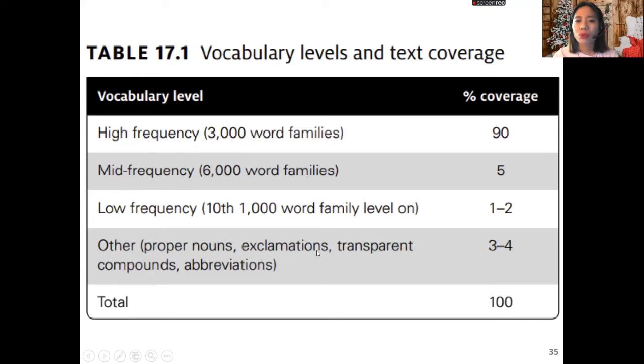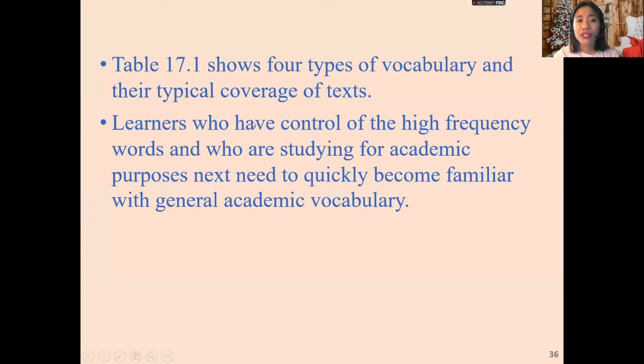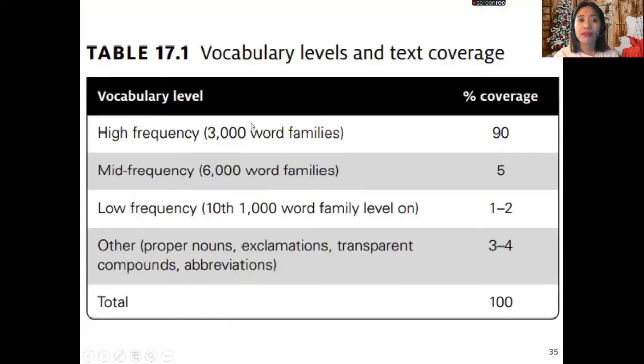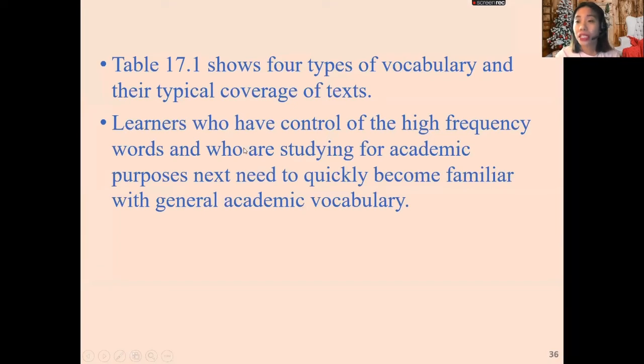I'm not going to explain this really farther because you can come across this one, especially if you're going to take standardized examinations. And then just a rejoinder, table 17.1, this one, of course, shows 4 types of vocabulary under typical coverage of text. And learners who have control of the high frequency words and who are studying for academic purposes need to quickly become familiar with general academic vocabulary. So if the learner has a lot of high frequency words, of course, he or she will be able to become familiar, especially pag nag-study siya with the academic vocabulary. It would be easier for her.